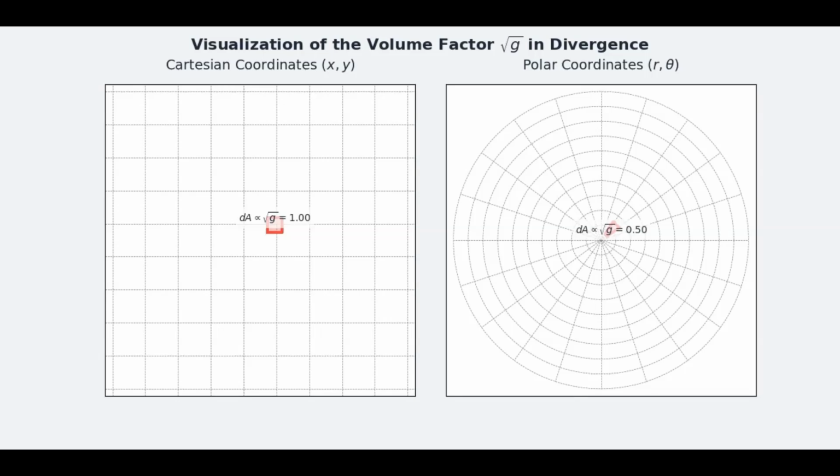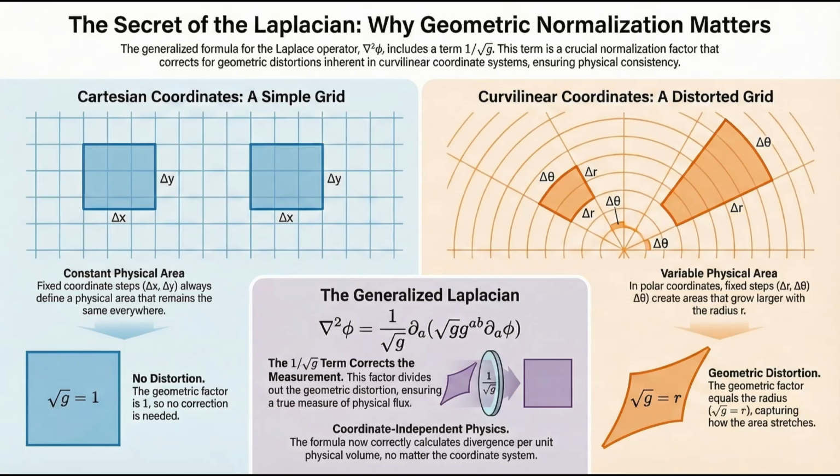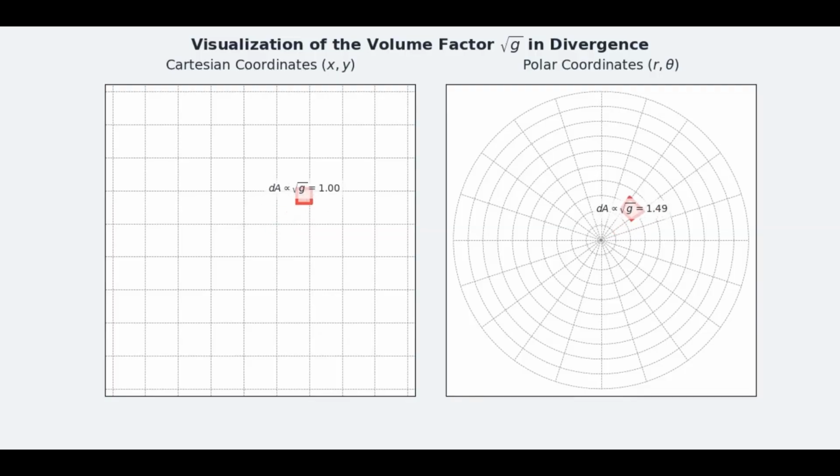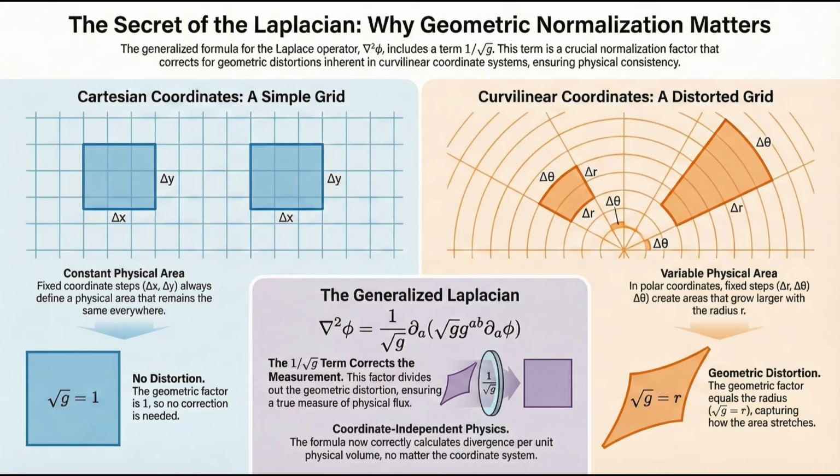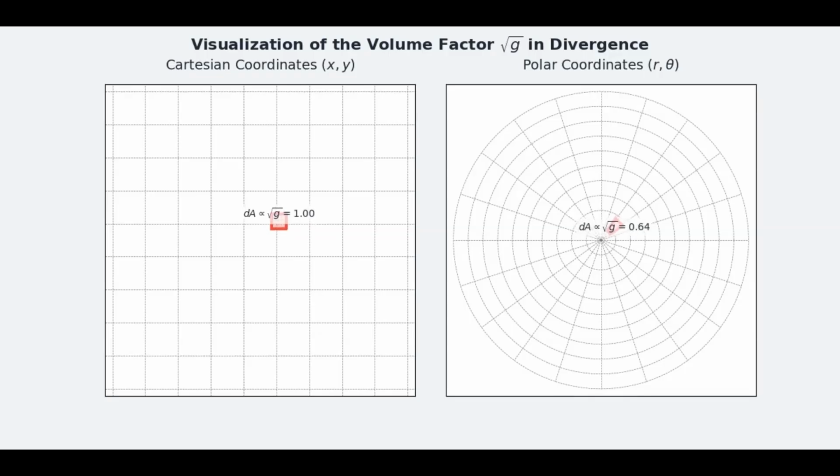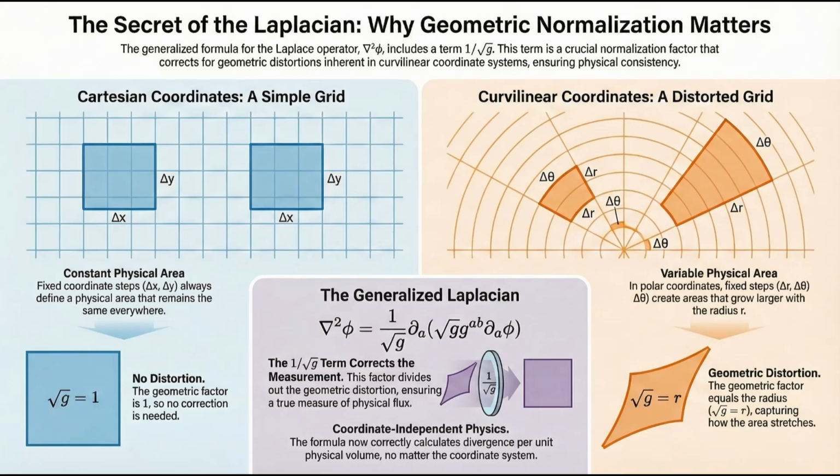So let's break down why this is so important. First, this geometric normalization is a physical necessity. Think about it. In curved coordinates, the actual physical size of a volume element changes depending on its location. This square root of g factor basically acts as the essential stretching factor, correcting for this change so your measurements are always consistent.